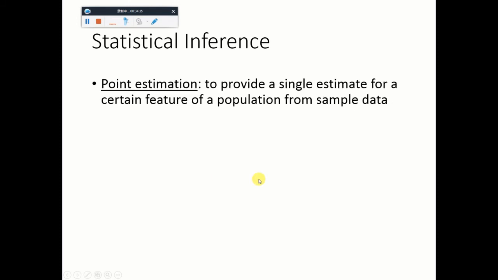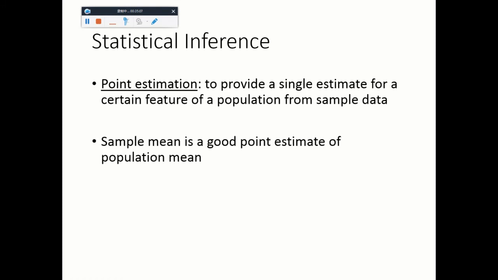So point estimation, as the name itself implies, is to provide one single estimate or guess for a certain feature of the population from sample data. That's just like we say, the population mean is likely to be 6 because 6 is the mean of the sample that we draw. Okay, so that will be a point estimation.